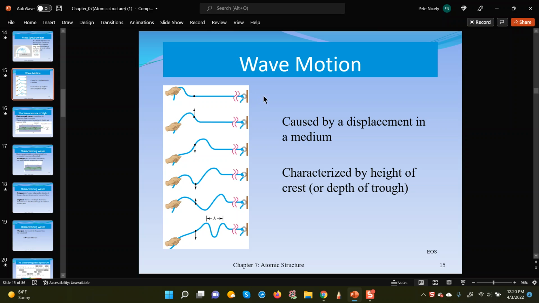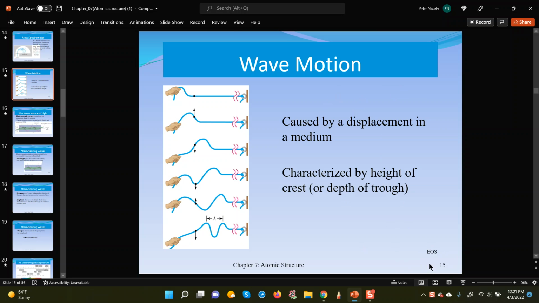So now we're going to get into a discussion of wave motion. Now, let me just say that, as I said before in previous videos, the aim of this particular chapter is to deal with how do we know how the electrons are arranged in an atom. And you might be wondering, what does wave motion have to do with that? So I'm going to make a connection, but trust me, it's very important that you understand the nature of the wave and certain properties that waves display.